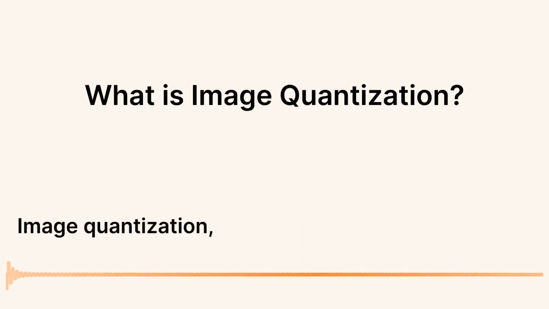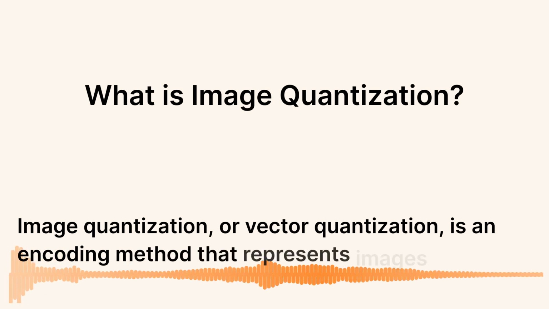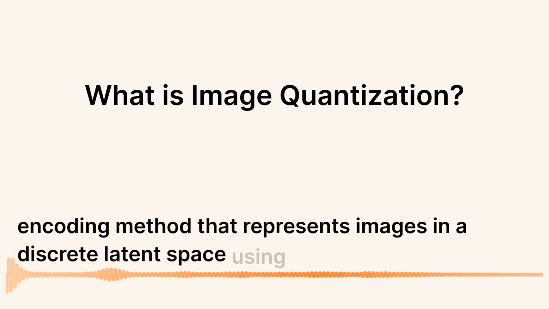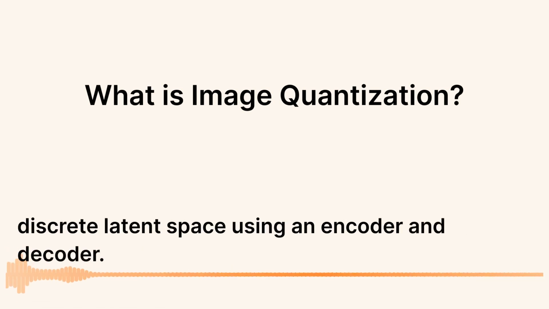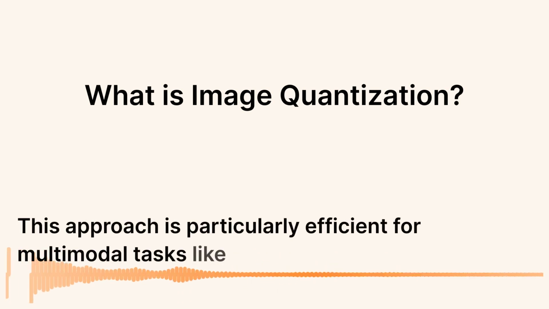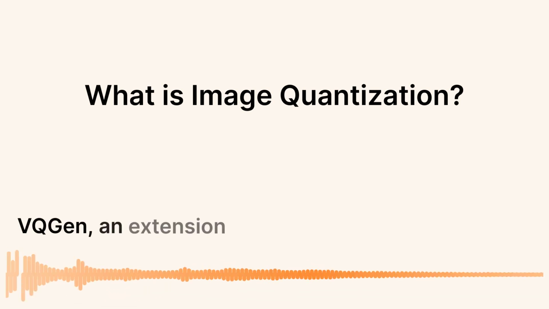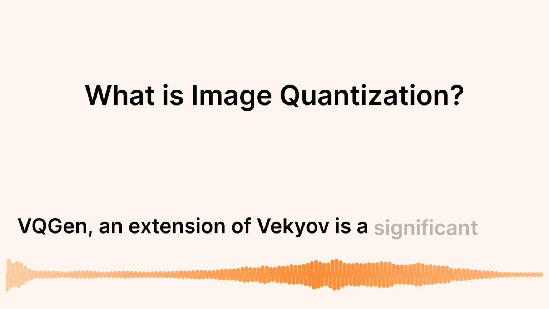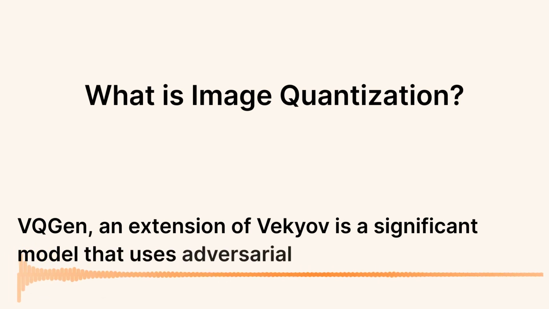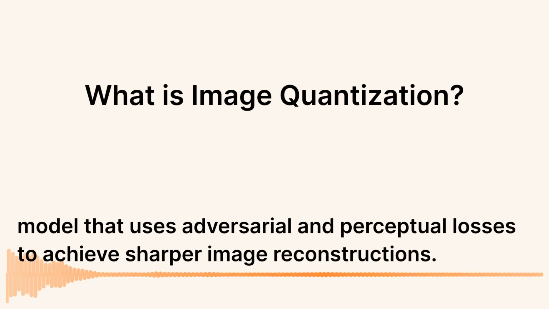Image quantization, or vector quantization, is an encoding method that represents images in a discrete latent space using an encoder and decoder. This approach is particularly efficient for multimodal tasks like text-to-image generation. VQGAN, an extension of VQ-VAE, is a significant model that uses adversarial and perceptual losses to achieve sharper image reconstructions.